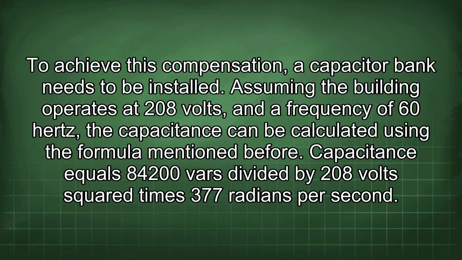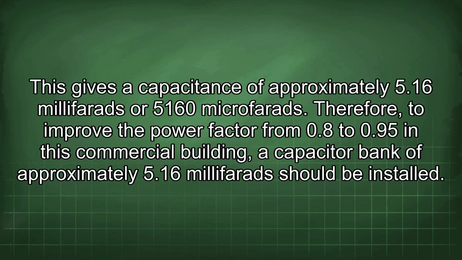To achieve this compensation, a capacitor bank needs to be installed. Assuming the building operates at 208 volts and a frequency of 60 Hz, the capacitance can be calculated using the formula mentioned before. Capacitance equals 84,200 VARs divided by 208 volts squared times 377 radians per second. This gives a capacitance of approximately 5.16 millifarads, or 5,160 microfarads. Therefore, to improve the power factor from 0.8 to 0.95 in this commercial building, a capacitor bank of approximately 5.16 millifarads should be installed.